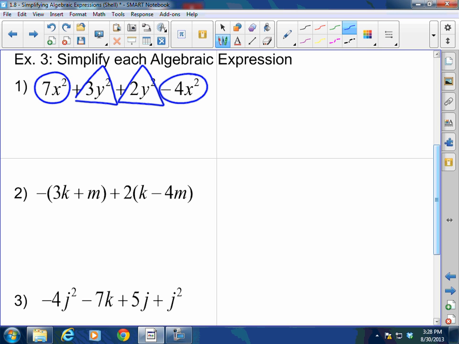Now, visually, I can see which terms are like terms, which terms can be added together. So I have 7x squared minus 4x squared. That's a 3x squared. Goodbye. Done. Don't have to worry now. Plus 3y squared plus 2y squared is 5y squared. Goodbye. Nice and easy.